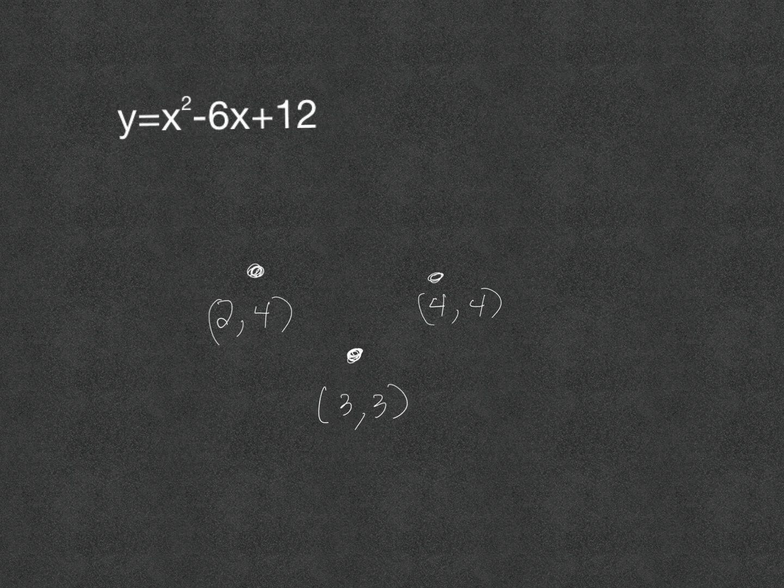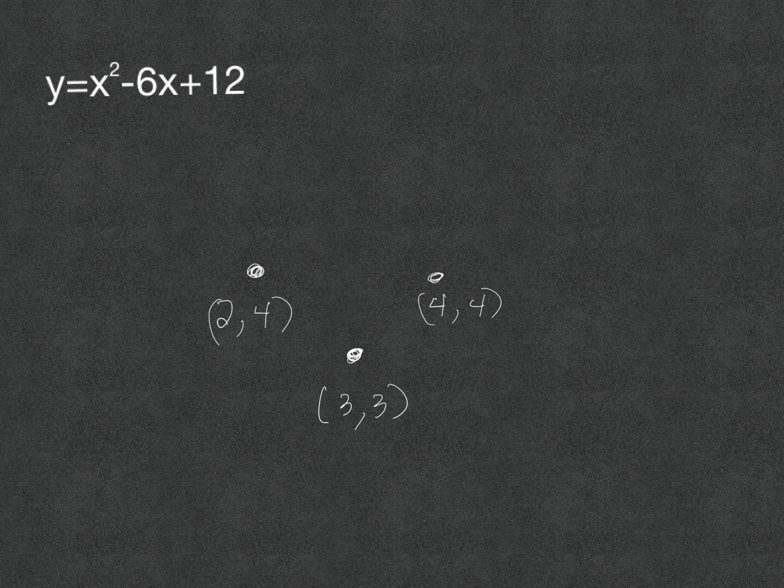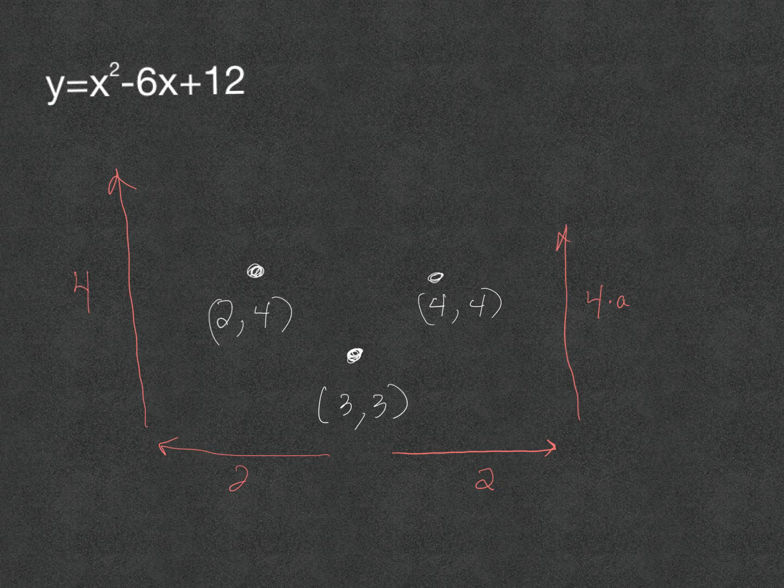So far, this quadratic graph has these 3 points. Let's do it again. What we have right here is the vertex at the bottom, 3, 3. Went over 1, up 1, 4, 4. Over to the left, up 1, 2, 4. Okay, what do we do next? Next, we're going to go over 2, up 4a. 4 times a, which is 4. Over this way, 2, up 4a.